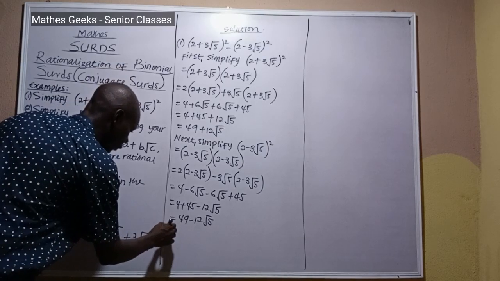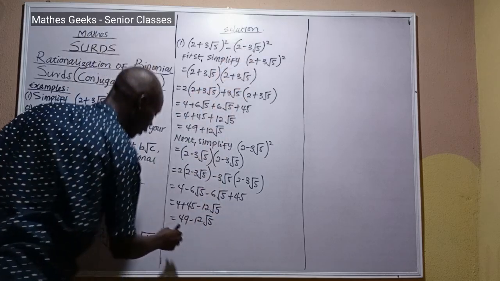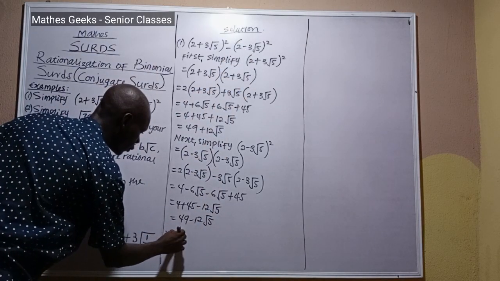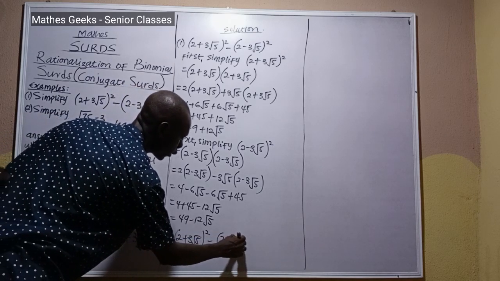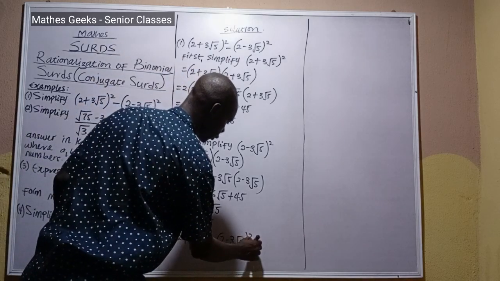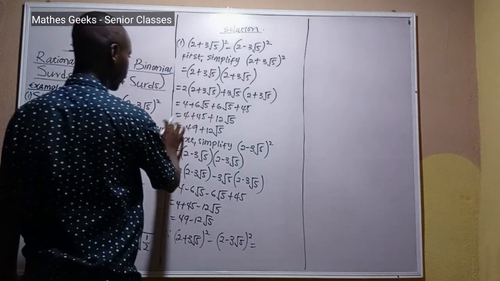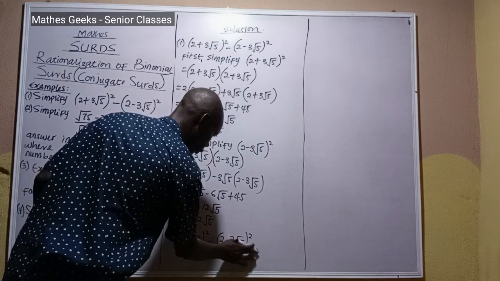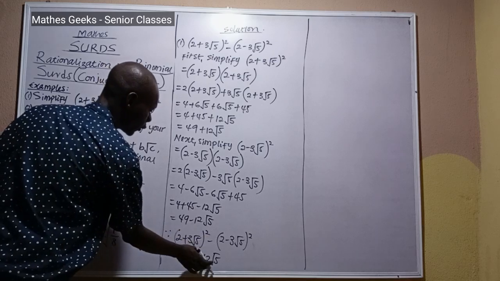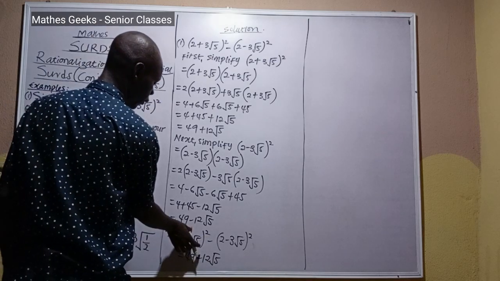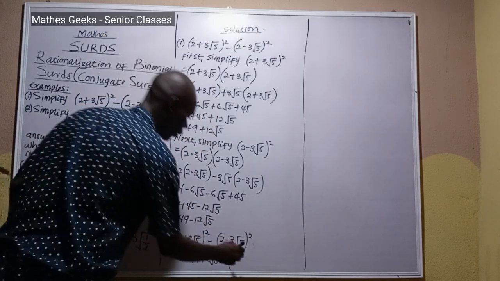So next, since we have gotten the simplified sides, (2 plus 3 root 5) squared minus (2 minus 3 root 5) squared is equal to 49 plus 12 root 5, which is the value for the square of this surd, minus this one. This one here is 49 minus 12 root 5.